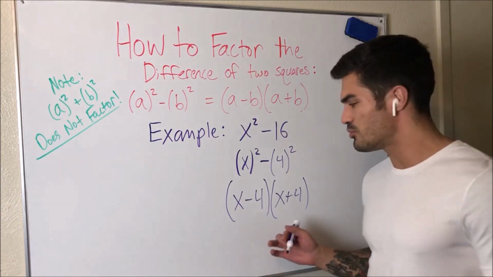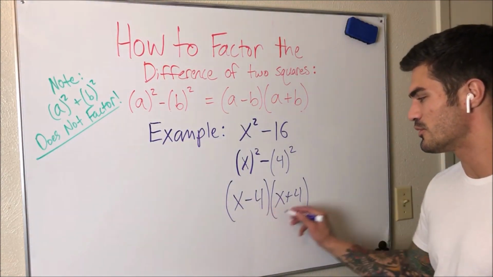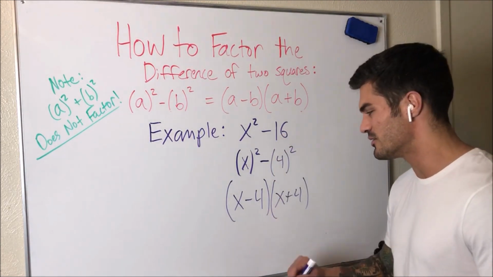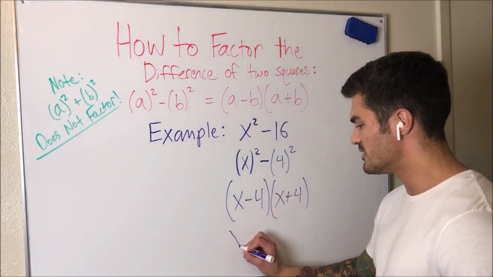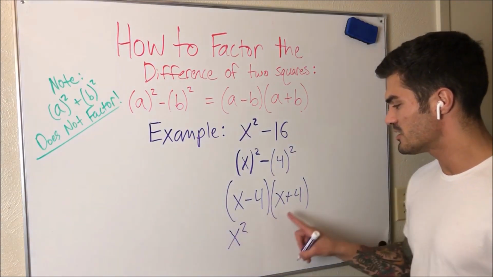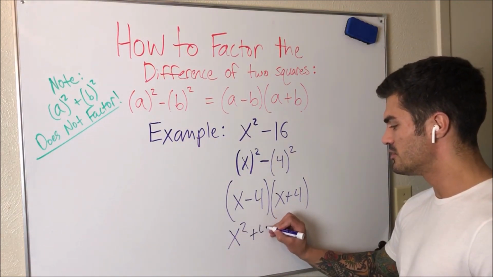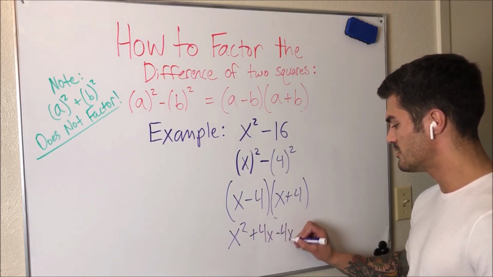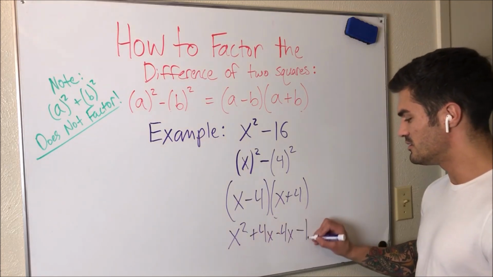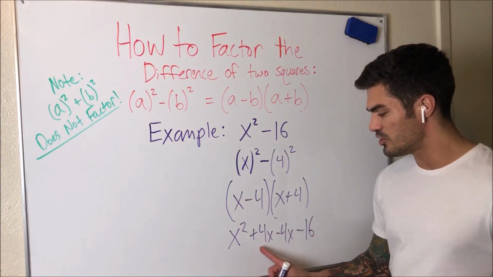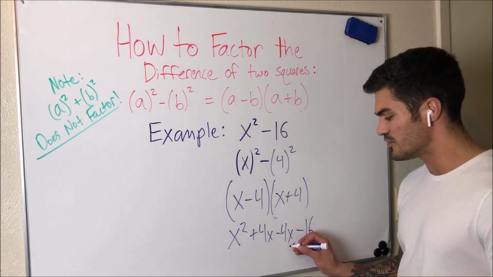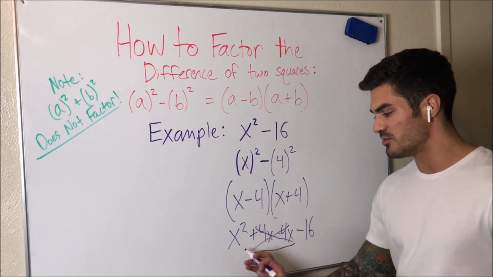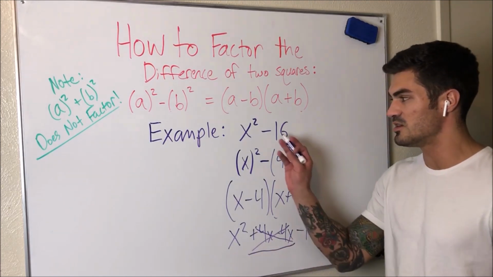So let's check our answer. Let's prove and kind of see why this works. Okay, so if I FOIL this out, I should get right back up to here, as long as I did it correctly. So let's see, x times x gives me x squared, x times 4 gives me plus 4x, and now I do this, minus 4x, minus 16. So what I have here is x squared plus 4x minus 4x. These middle terms will cancel, right? These middle two terms cancel each other, and I'm left with x squared minus 16, which is exactly what I have here.